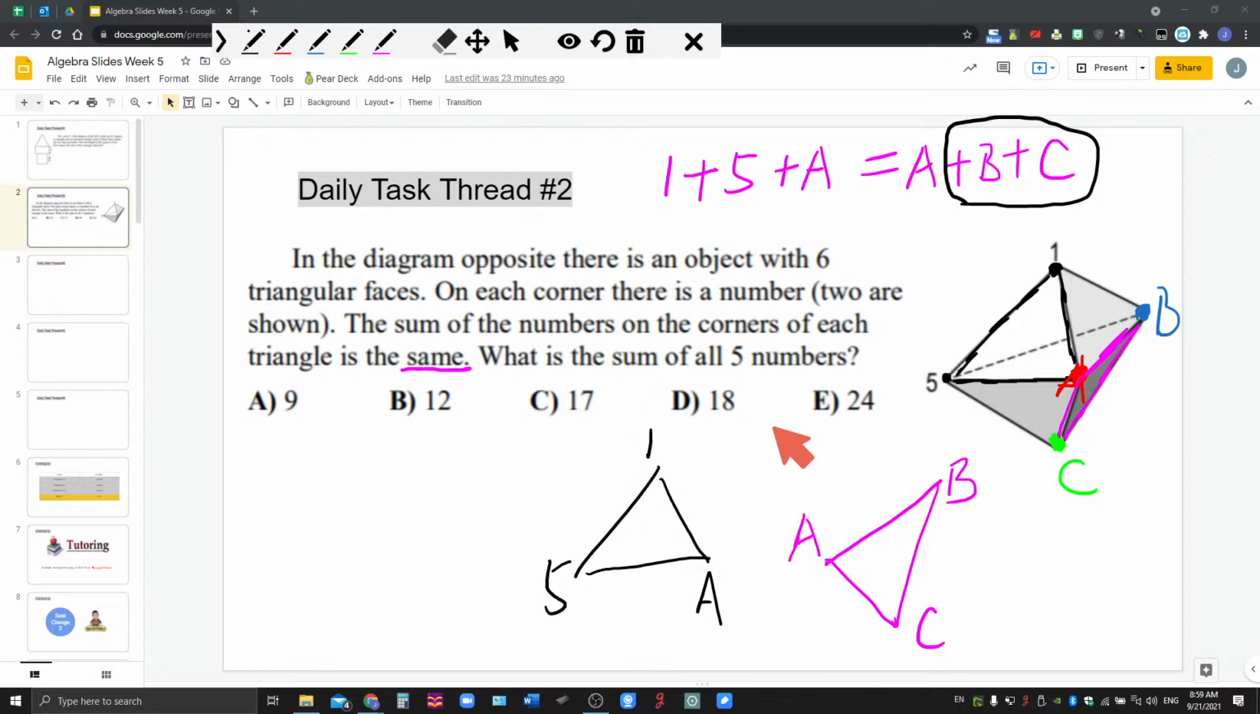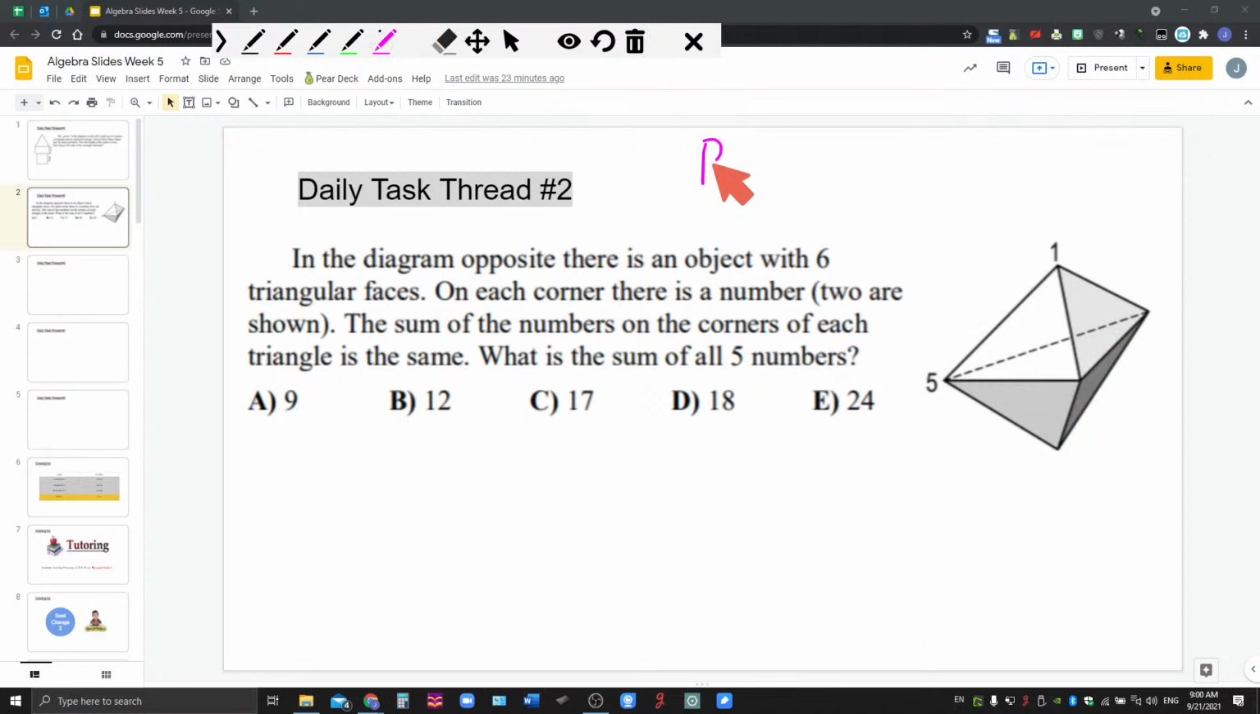In this part, we'll be using the subtraction property of equations. If we subtract A from both sides, if we just take out A from both sides, you will see B plus C equals 1 plus 5. Because they have the same vertex, the sum of the other 2 vertices will be the same. So we have B plus C equals 6. Let's write it down. We find out B plus C equals 6.